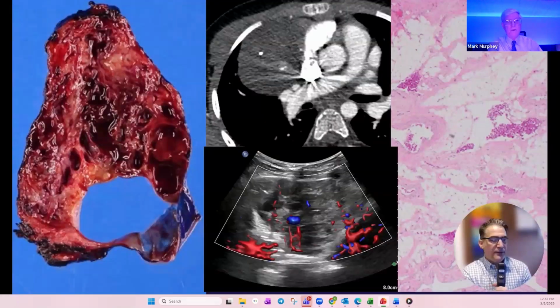Finally, I just want to show the pathology and imaging findings together, including the cut specimen, which shows that large draining vein along with these cystic spaces and vascular spaces, the CT image showing the phlebolith and large draining vein, along with the ultrasound that shows this heterogeneous mass with vascularity, and finally the histology, which has these areas of fat and fibrous tissues along with these thick-walled vascular structures. So congratulations to the pediatric winner, and I hope everyone enjoyed the course.